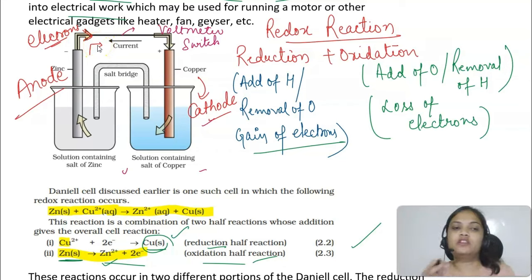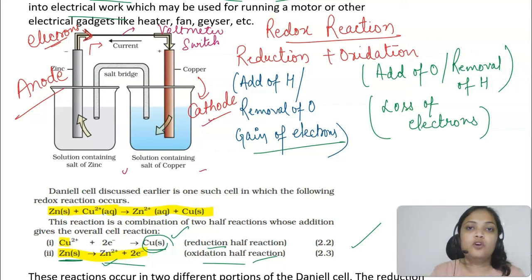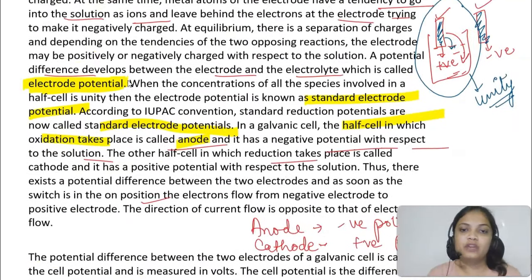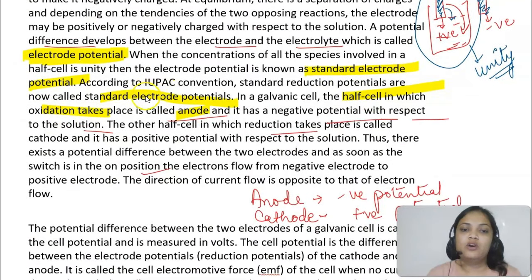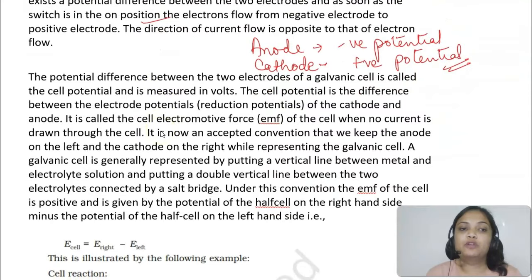So this is the flow of electrons, but the flow of current is always opposite to the flow of electrons, right? This you know by convention. So the current will flow from copper to zinc. Electrons always flow from the negative electrode to the positive electrode, and the direction of flow of current will be opposite to that. Now students, this potential difference that exists between the two electrodes of a galvanic cell is called cell potential, and we measure it in volts. This is a very important term.